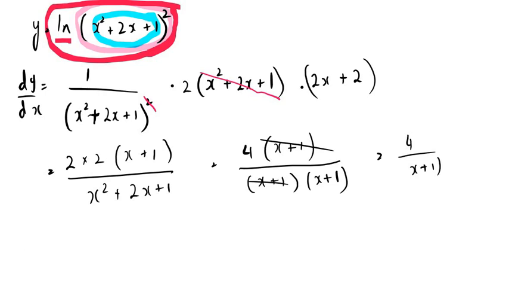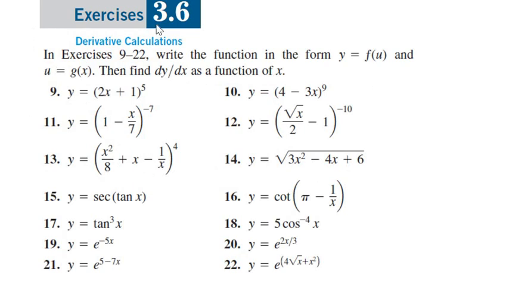We can simplify this further. 4 times (x plus 1), and we can factorize this, which would be (x plus 1) squared, right? So we can cross off these. So we'll get 4 over x plus 1. One more question.